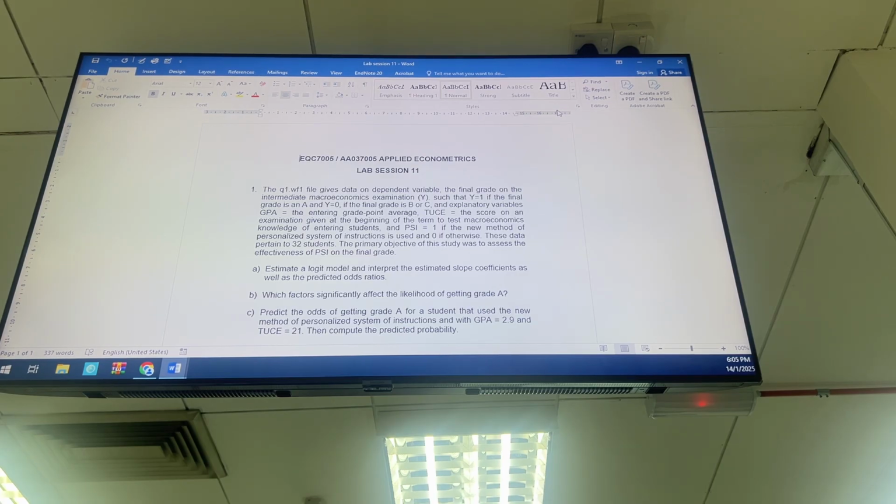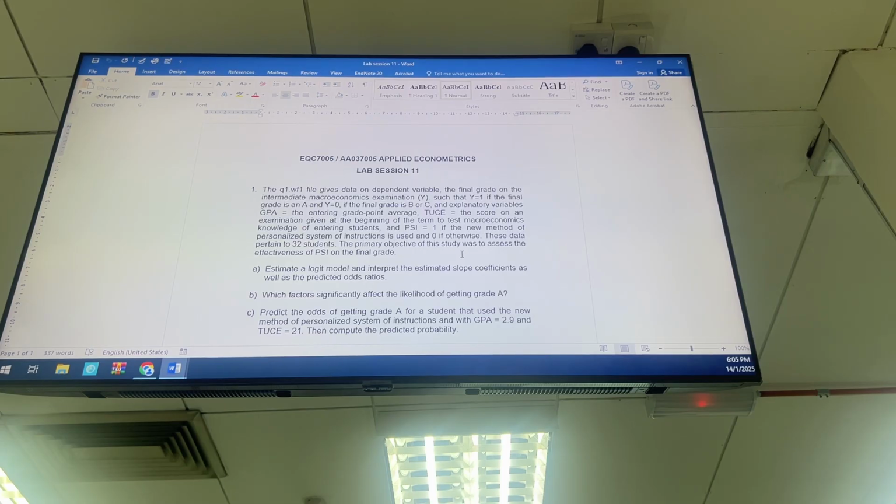Okay, so this one, we have PSI, another variable equal to 1 if the new method of personalized system of instruction is used, so basically the variable is 1 or 0. So, part A: estimate a logit model and interpret the estimated coefficients as well as the predicted odds ratio.